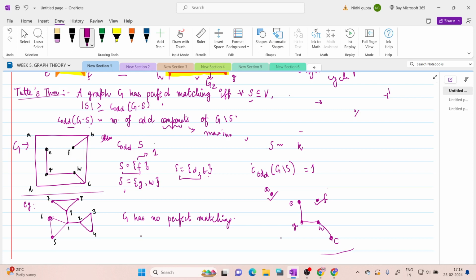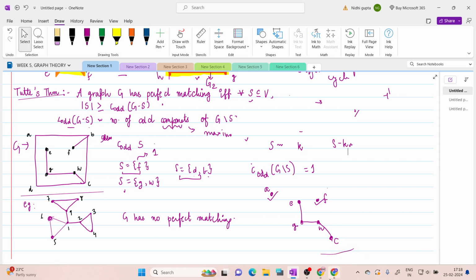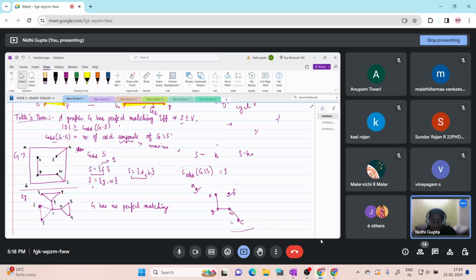If you are saying that this graph has no perfect matching, then you'll have to give me a set of k vertices such that its removal is giving us more than k odd components. Right now I'm not saying whether it can or cannot have a perfect matching. So what do you think? Does this graph have a perfect matching or not?